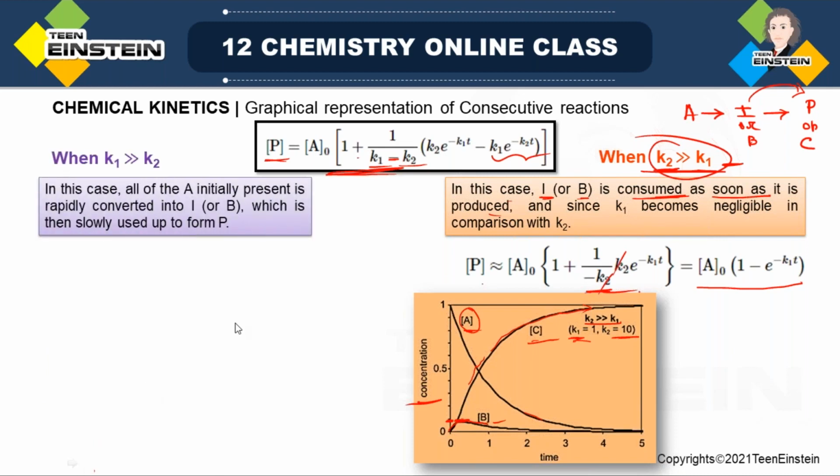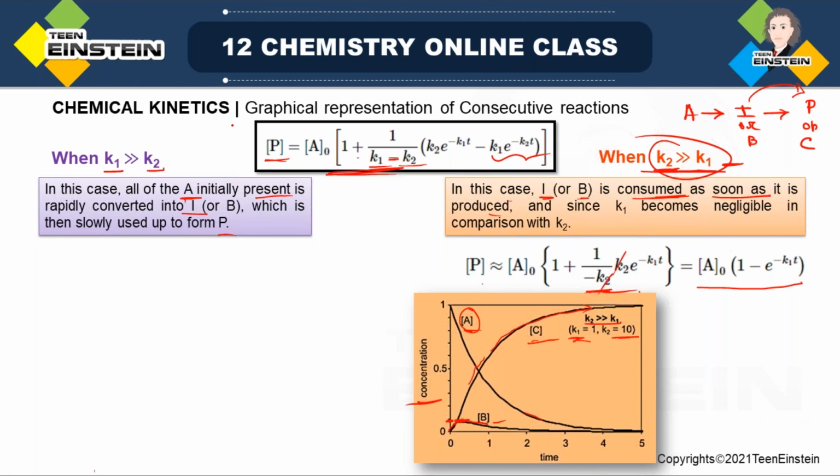Another condition that is possible, that is the opposite condition obviously. Now K1 is greater than K2. That is, the first step is fast. In this case, all of the A, that is the starting material initially present, is rapidly converted to the intermediate. And the second step is now slow. I is now slowly converted to the final product P.